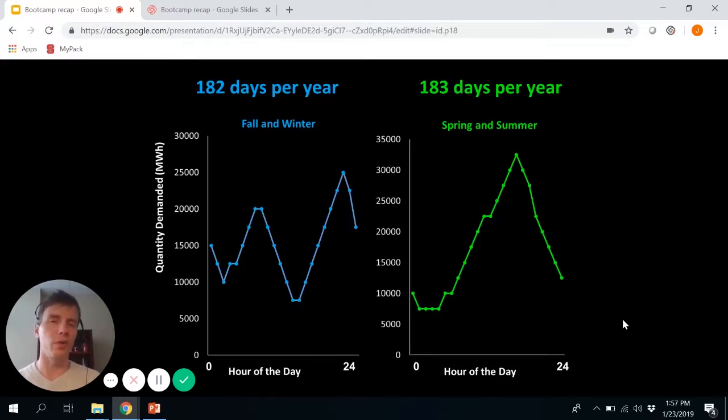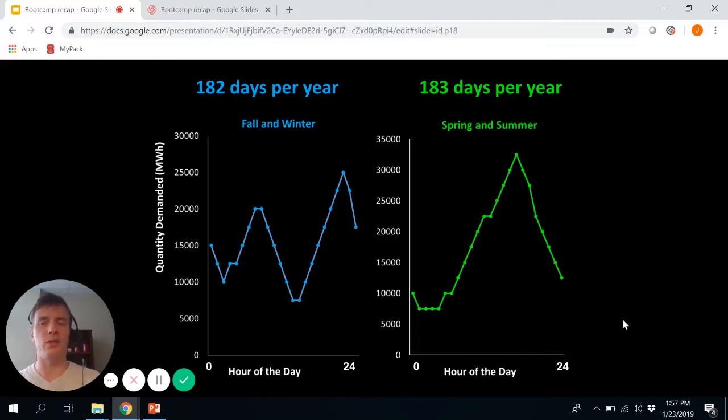And we talked earlier in the lecture about how we would think about estimating electricity demand. So the way we thought about it is that there are 365 days in the year, and we're going to just assume, just to make things really simple, that half of those days are either fall or winter days, and half of those days are spring or summer days. And that those two different types of days have different electricity demands that vary throughout the day. And that's what these two line graphs show.